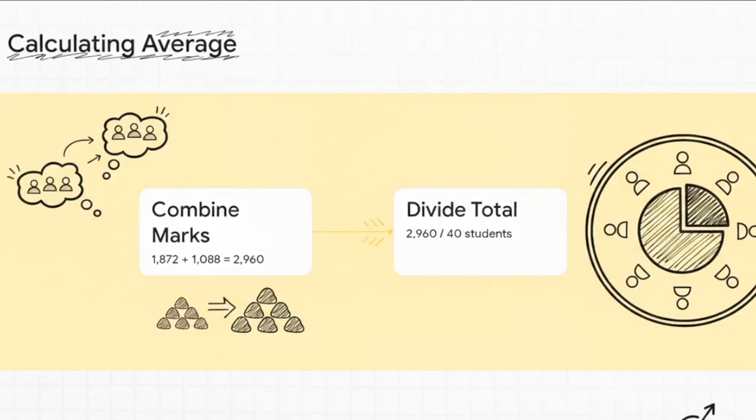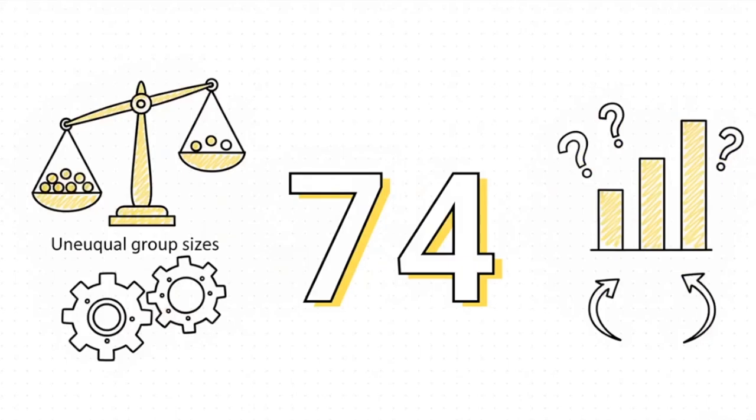To find the true average of the entire class, we just walk through two final, easy steps. First, we combine the total marks from both cohorts. 1,872 plus 1,088 equals 2,960 total marks for the whole class. Second, to get the final average, we take that combined total and divide it by the total number of students, which we know is 40. And that gives us our true class average, 74, not 73.